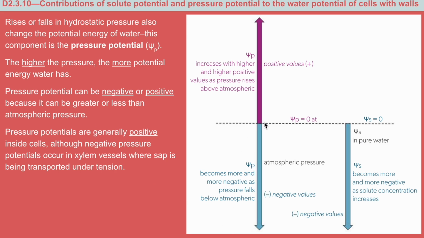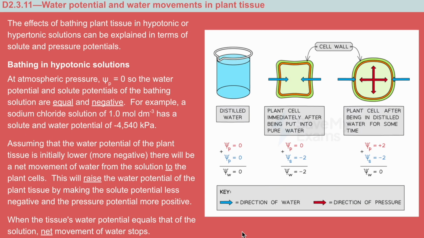Pressure potential, on the other hand, can be either positive or negative. The higher the pressure, the more potential energy water has. Pressure potential can be negative or positive. Inside cells, pressure potentials are generally positive, with the exception of xylem vessels, where sap is being transported through transpirational pull under tension, which can have a negative pressure potential. All right, let's look at an example.